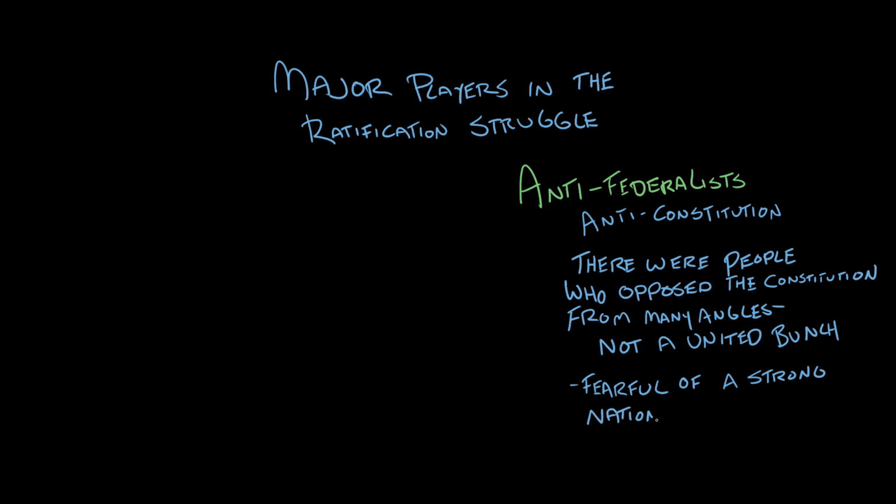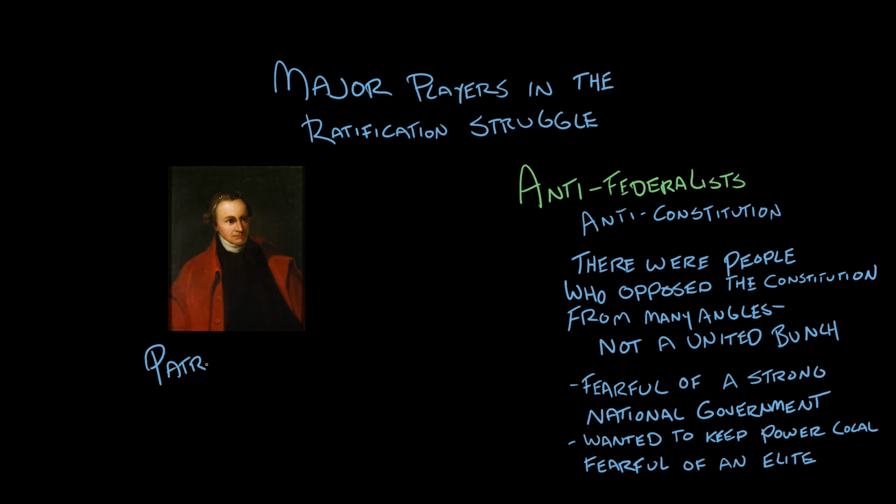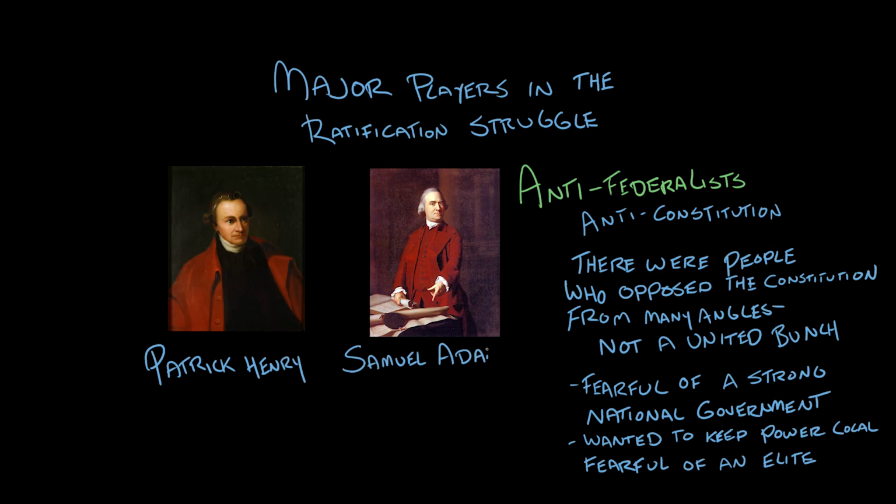They believed states were sovereign, they wanted to keep power local, and they were very fearful of what they perceived to be an elite who would run the Constitution after ratification. The names that people may know who were anti-federalists were people like Patrick Henry and Samuel Adams.